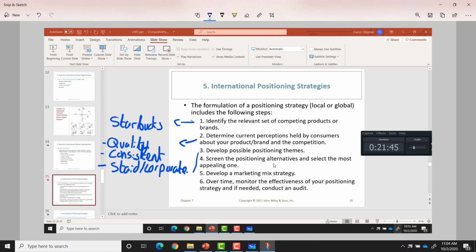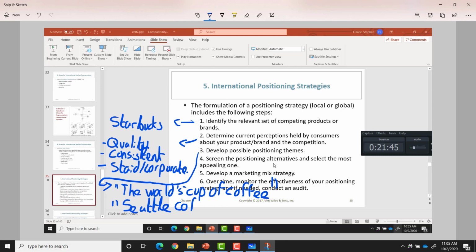Then we'd think of our positioning themes. We could start off with an actual theme. So we could say, for example, the world's cup of coffee, where we're selling ourselves as something global. Or we could say something like, this was originally from the Pacific Northwest, this idea of coffee culture. So we could say something like, Seattle culture, Seattle coffee worldwide.